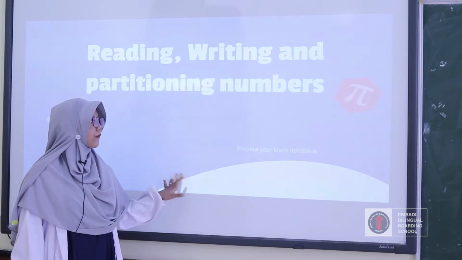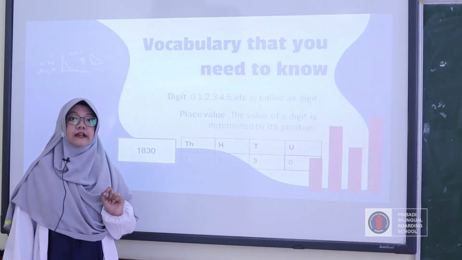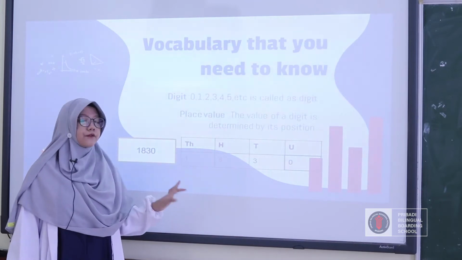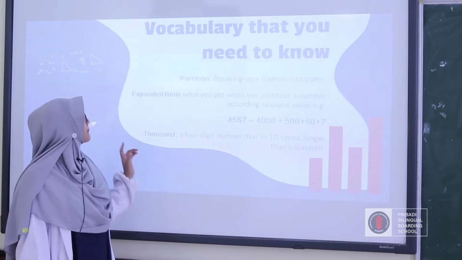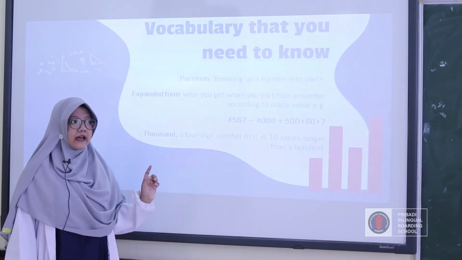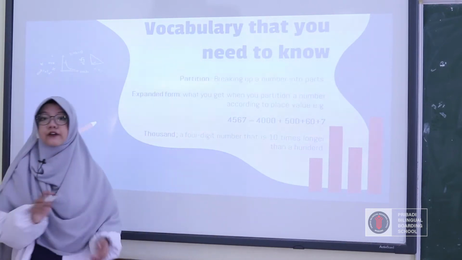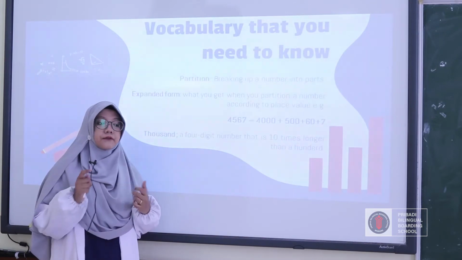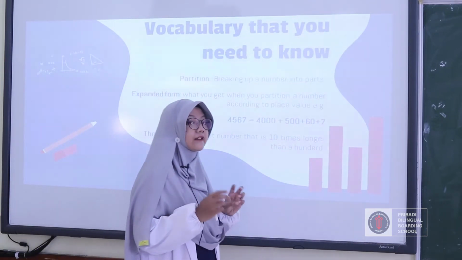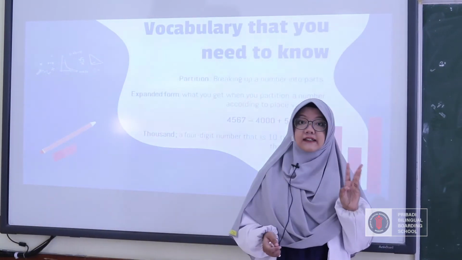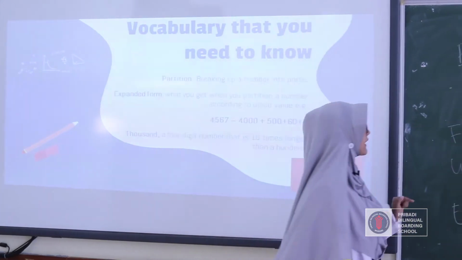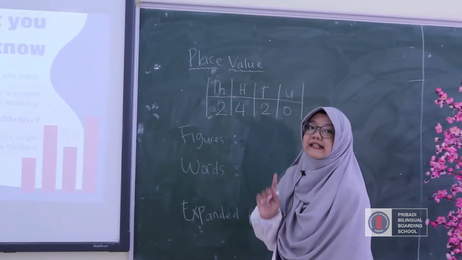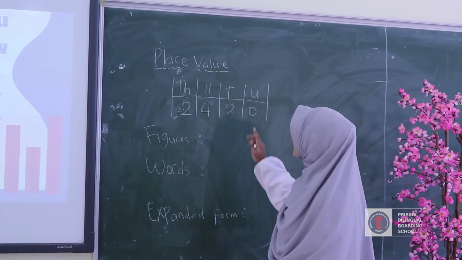Okay. In the previous video, we already learned about digit, place value, expanded form, partitions, and also thousand. Now, here in grade 4, we are going to learn about 4-digit numbers. Before, when you were in grade 3, you already learned about 3-digit numbers, right? But now we are going to learn about 4-digit numbers. So here is the example for place value.